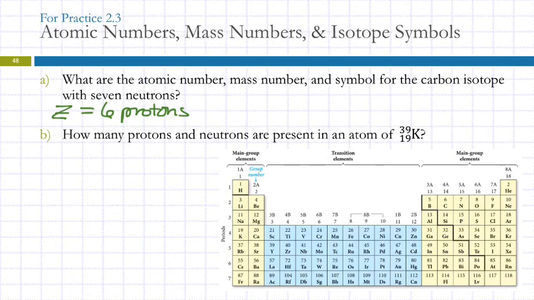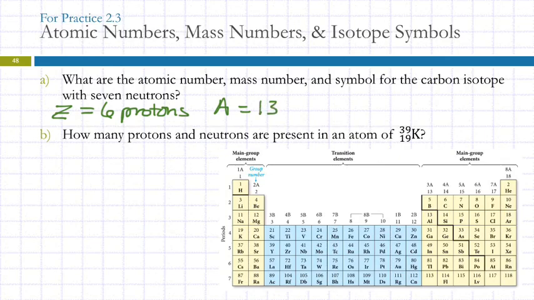What is the mass number for this specified carbon isotope? It's 13. It's going to be the number of neutrons plus the number of protons. They told us how many neutrons because we could not find that on the periodic table. So 7 plus 6 is 13, and so the mass number, A, is 13.